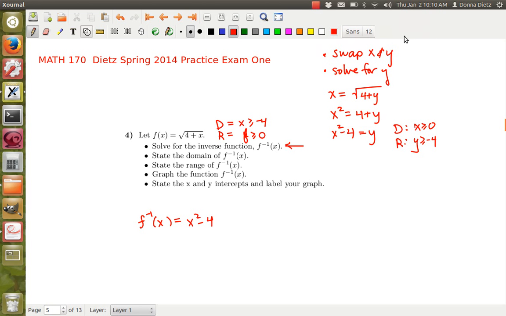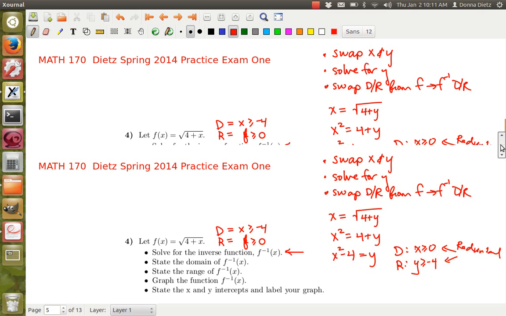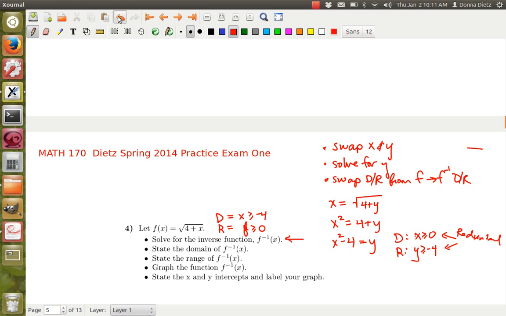Okay, all right, so I guess I should give you another set of instructions up here. Swap domain and range from f to give you f inverse domain and range. Okay? All right, so the important thing is we have to say x greater than or equal to 0. This is going to impose the requested range. So this is redundant information. You have to be careful not to omit information unless it actually is redundant.